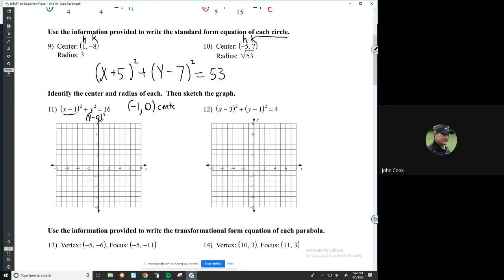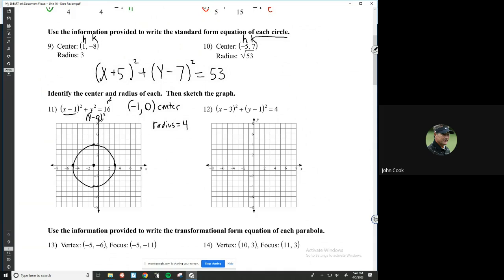And then the radius, well, this is r squared, right? So that means that r, the radius, is the square root of 16, which is 4. So graphing it out, I go to the left 1, up 0, there's my center. And the radius is 4, so I go up by 4, down by 4, to the right by 4, 1, 2, 3, 4, and then to the left by 4. And then just graph it out as best I can.